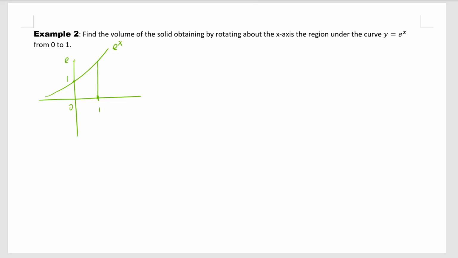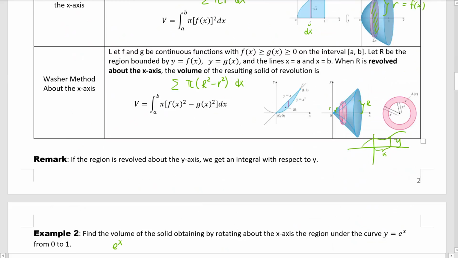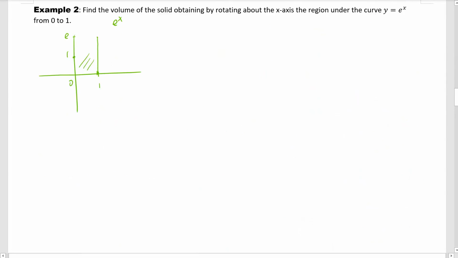And we want to find this area. So not this area, oops. We want to use this region to rotate. Oops, sorry. Let's see.